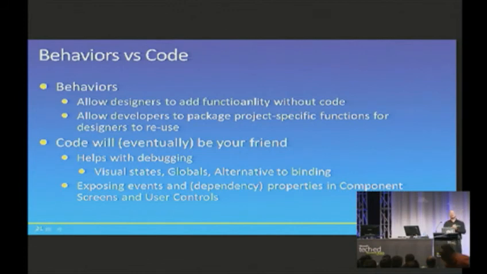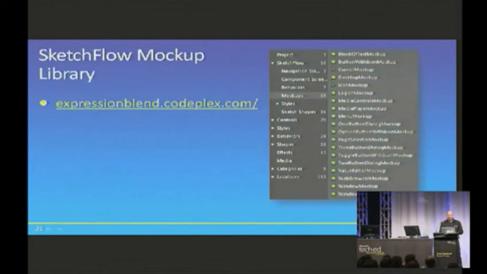So there are times when I resort back to code, I'll be honest. Because for me as a designer, once things start getting complicated, I can see the code executing and I can work out what's going on when I want things to happen in a certain sequence. So behaviors are great to get you started without code, but over time you might want to actually use code in specific places, and that's cool, and that's one of the features obviously of SketchFlow. I mentioned the mock-up library, expressionblend.codeplex.com is where you can get all those extra elements.